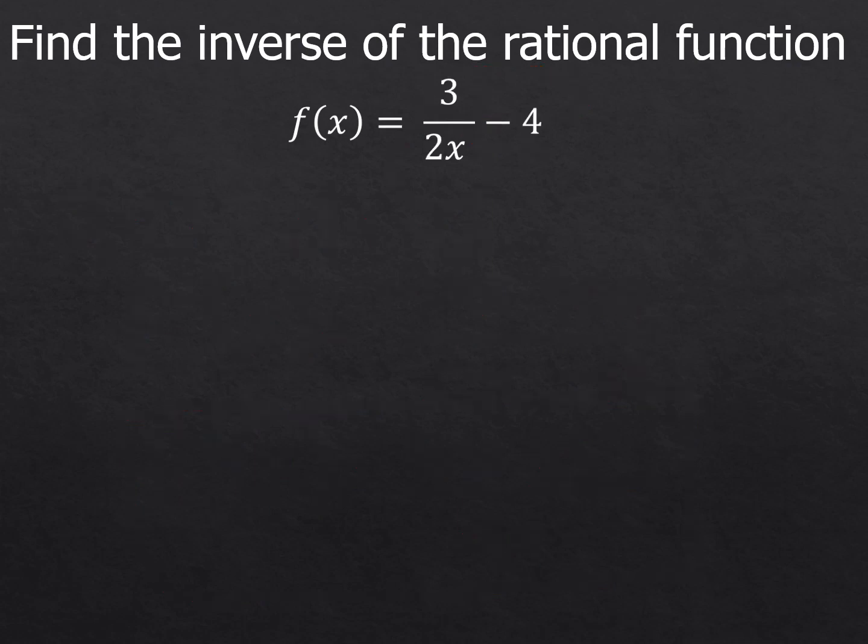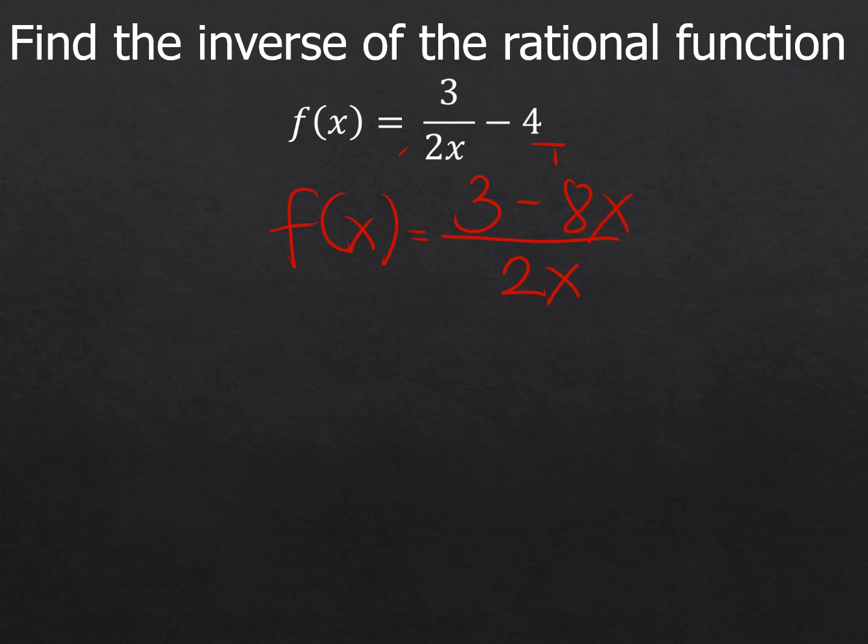Let's have another example. Find the inverse of the rational function f of x equals 3 over 2x minus 4. First thing that we need to do, we need to simplify 3 over 2x minus 4. So we have f of x equals, the least common denominator is 2x. So 2x divided by 2x, that's 1, times 3, the answer is 3. Then 2x divided by 1 is 2x times 4, the answer is 8. So we have negative 8x.